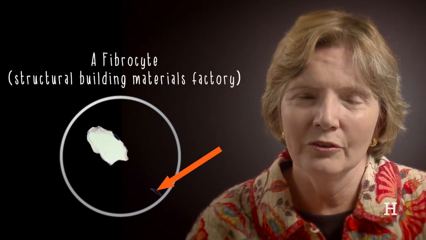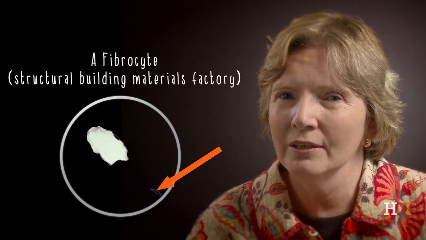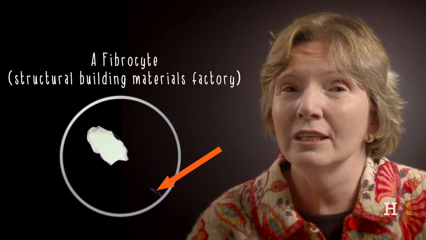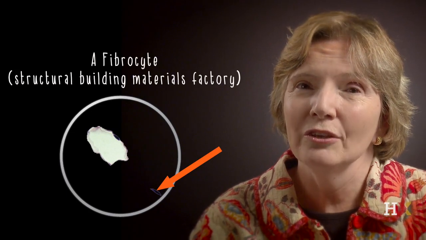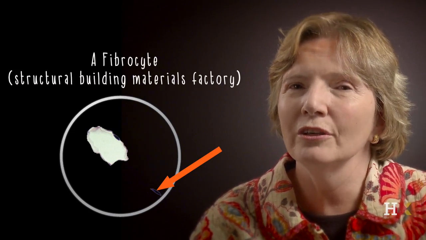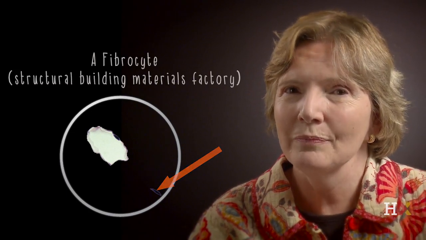And then down at about 4 o'clock on this visual field, you can see a very narrow cell with pointy tips. And this is an example of a fibrocyte. So a fibrocyte is a different kind of connective tissue. And the name means basically a cell that produces fibers. So fibrocytes will be the basic cell type in all the connective tissues that we'll be seeing.